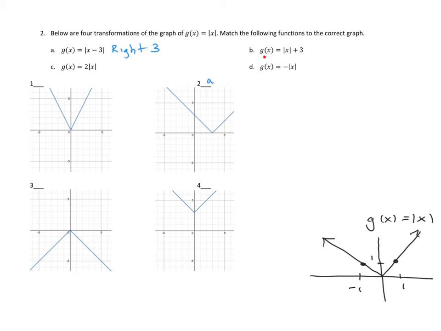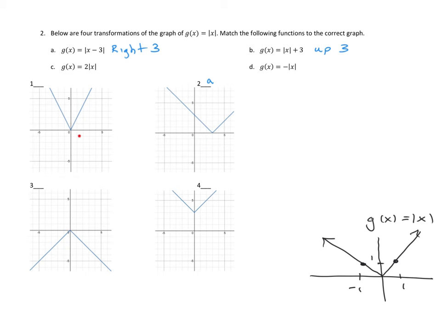All right, now what about b? Here we have the absolute value of x plus 3. Now this 3 is outside of the function, so we're changing the y value. And the effect will be what we expect. That means this is going to go up 3 places. So I'm looking for this graph, except it's up 3 places.